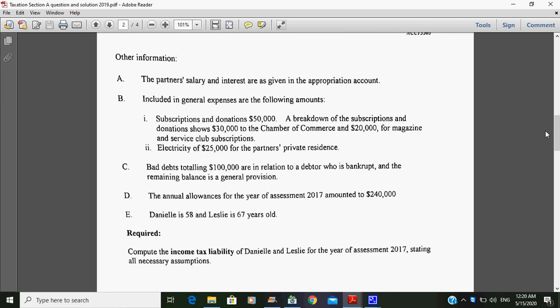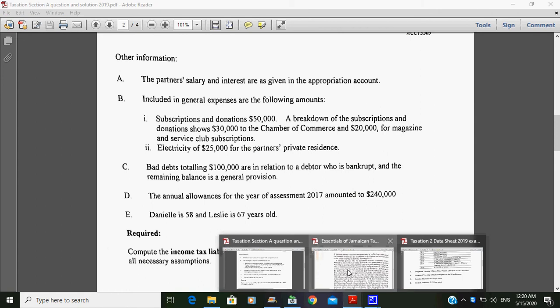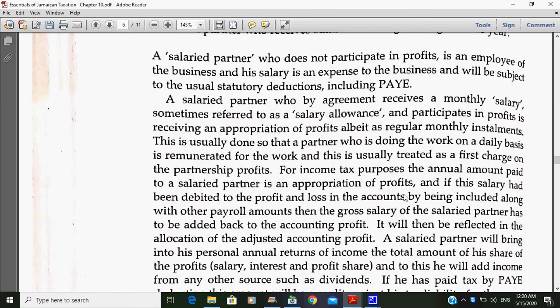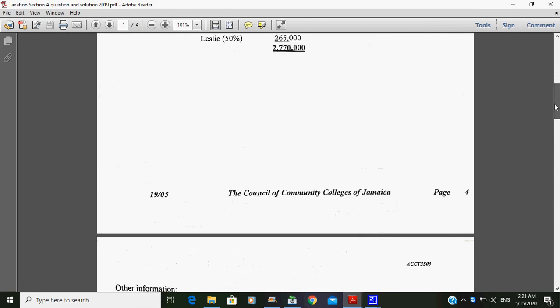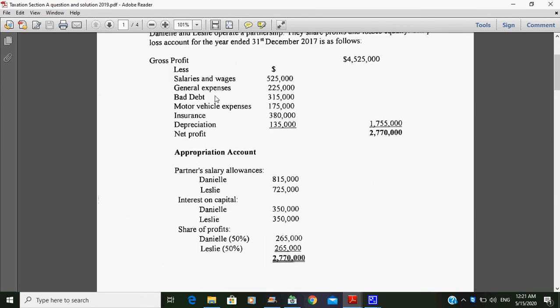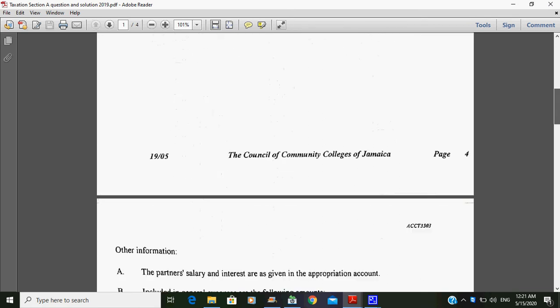So the partner's salary and interest are as given in the appropriation account. What he is saying is that they were not debited to the profit and loss, right? If you look up top, you realize that there's nowhere here where the salaries for the partners were included in the calculation of net profit. So therefore, it would not be added back in this case. All right.